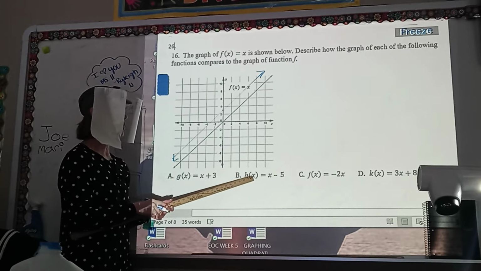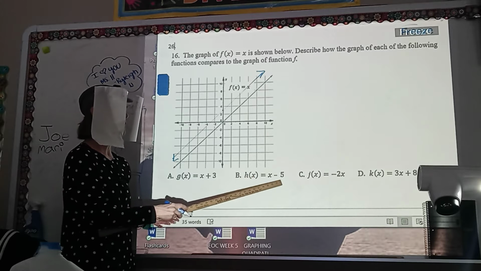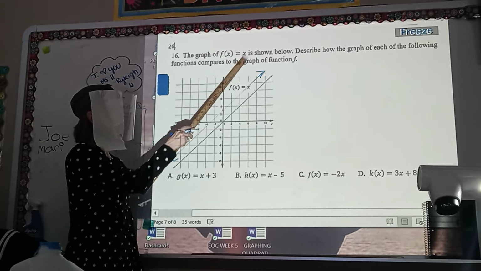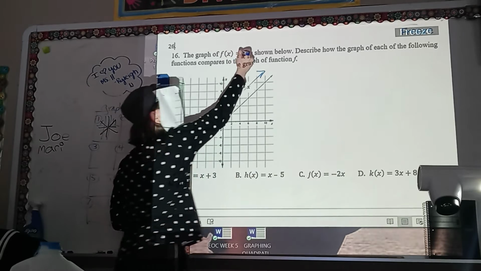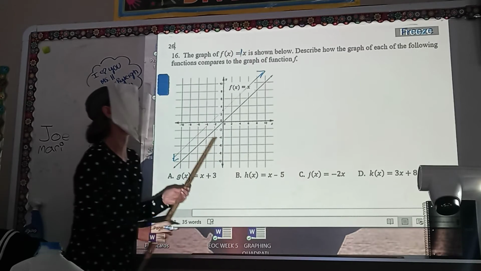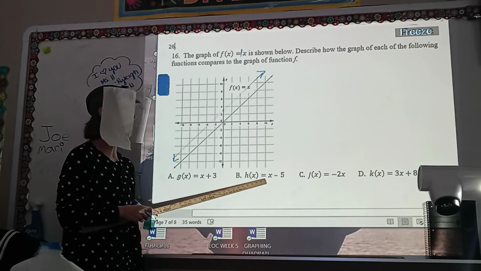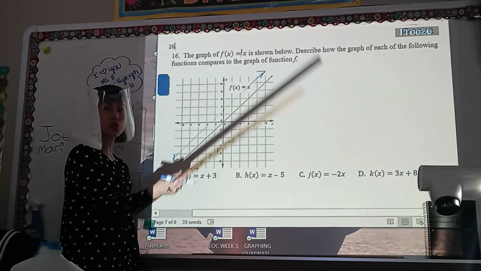Now look at B, h of x, y equals x minus 5. Well, here we go again. You know, f of x equals x. They have the same slope again. Even though it's not there, there's a 1 there, so it's a positive 1 over 1. So the slope is a positive 1. Obviously the slope is a positive 1 here for B as well. So this function is parallel to our original as well.